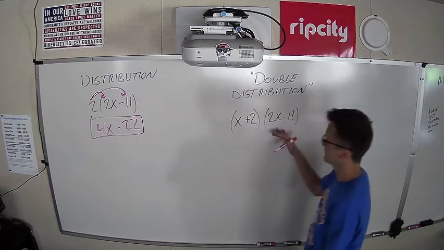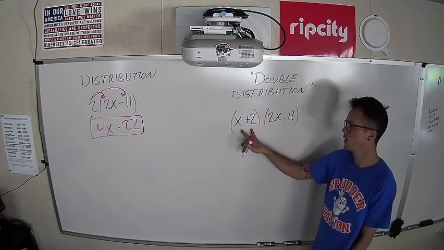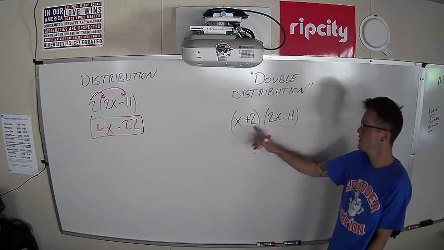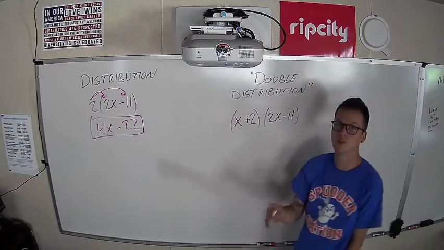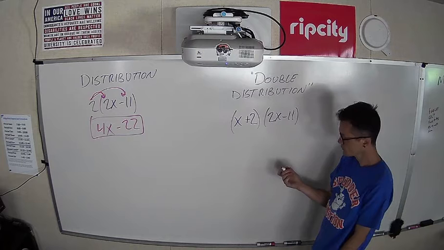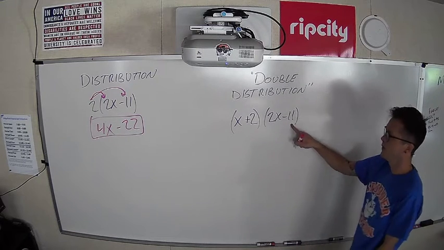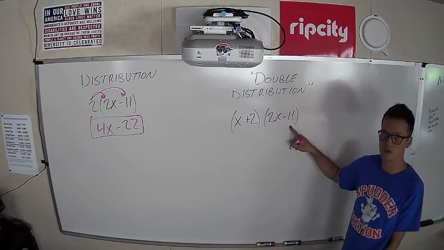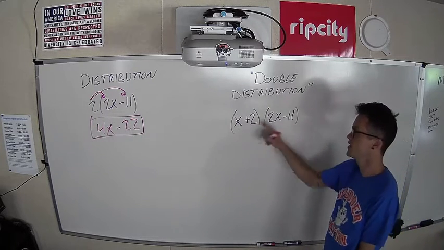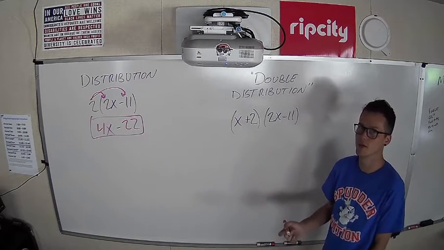Here it is. So instead of having just 2 out here, we're having the quantity of x plus 2. And then just for the sake of this example, I kept this second one the same. They're both 2x minus 11, so we can compare a little bit here. So what we're going to do is take this x and multiply it by both chunks over here. And then we're going to take the 2 and multiply it by both chunks over here. We can't just take just the x or just the 2. We're multiplying everything by everything else.